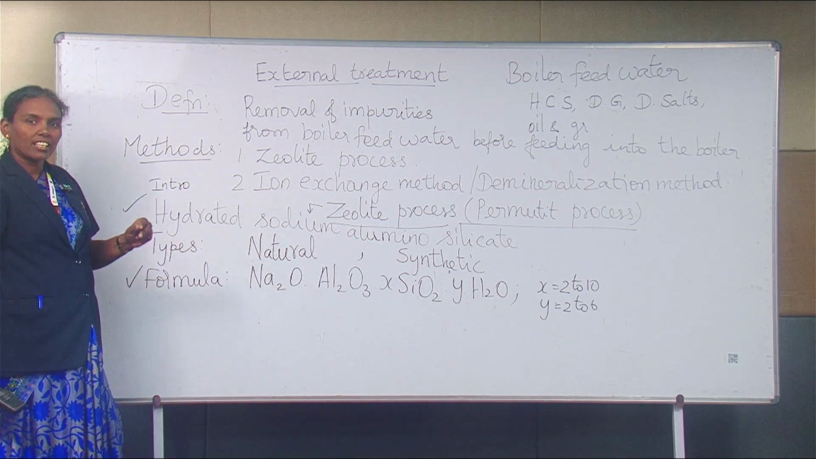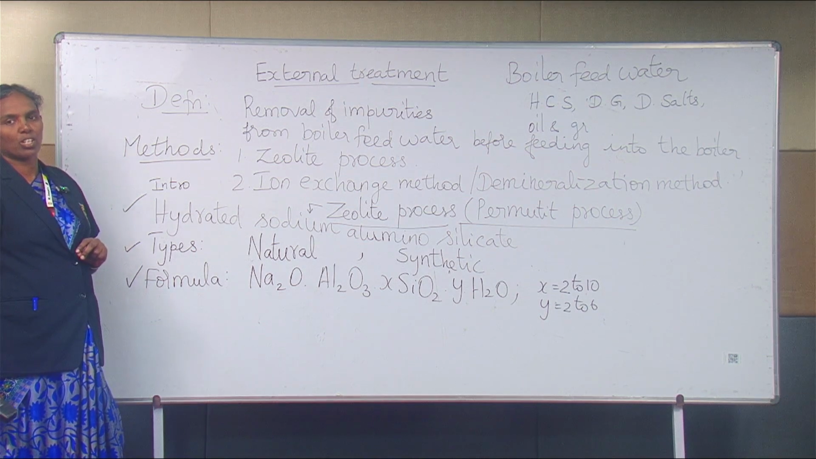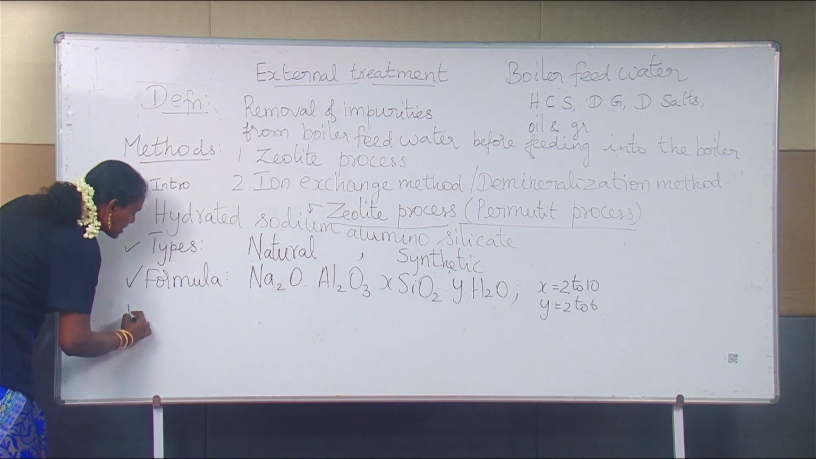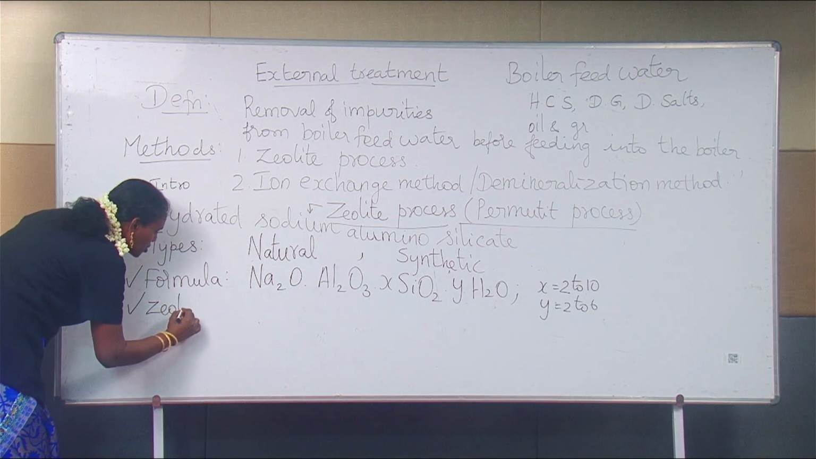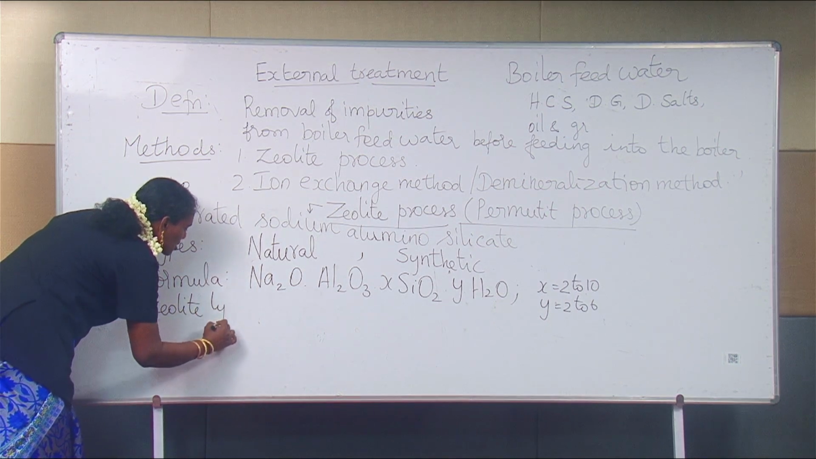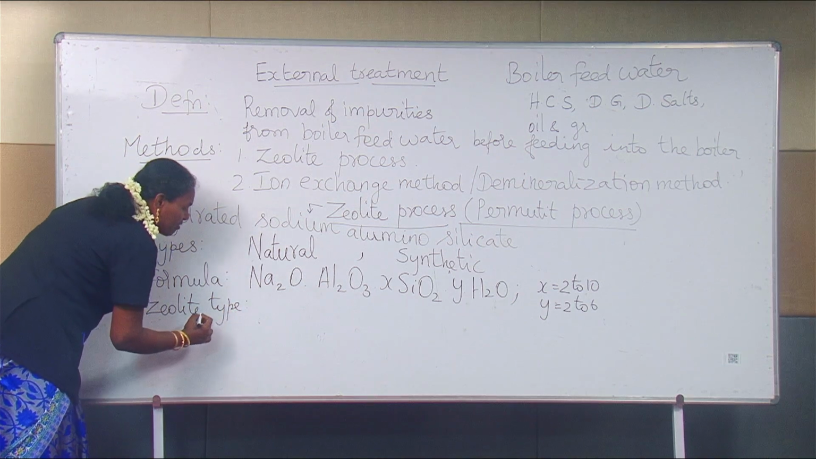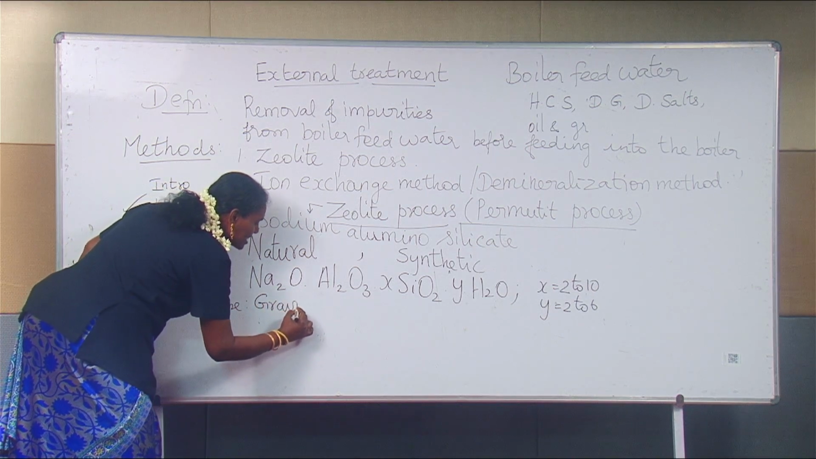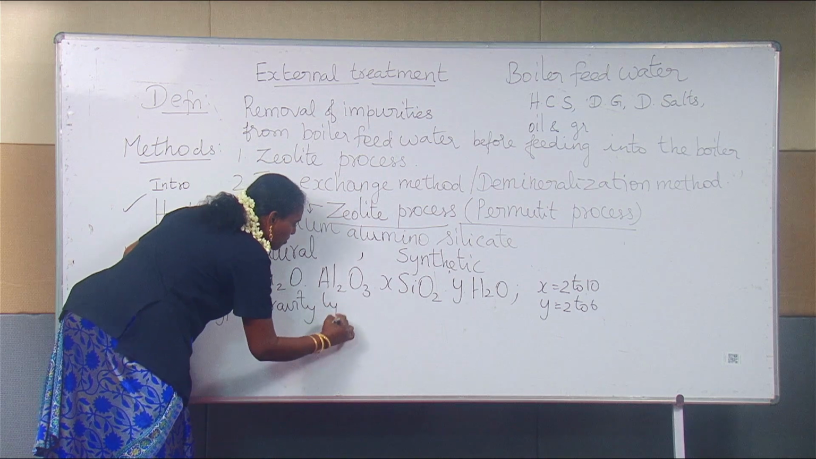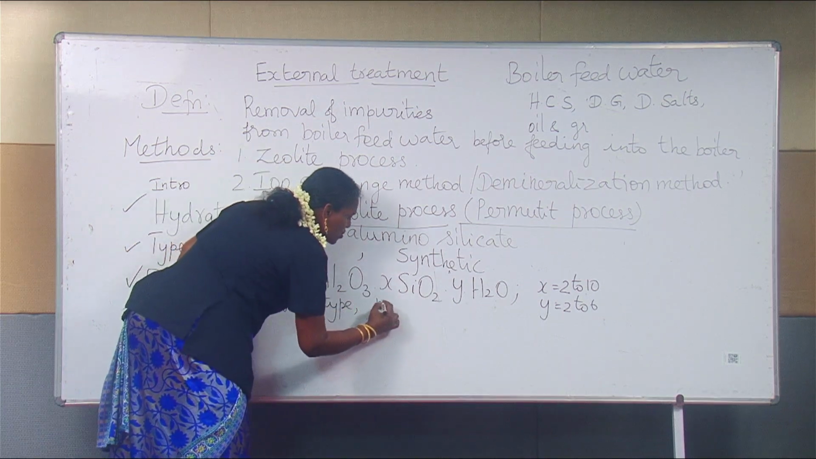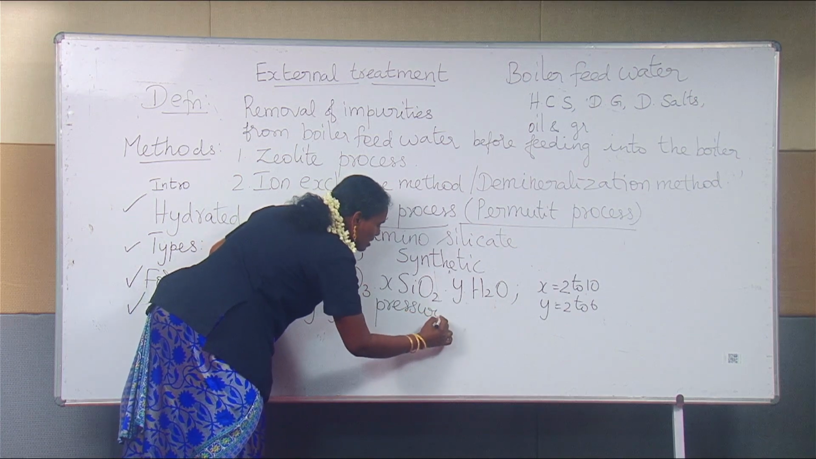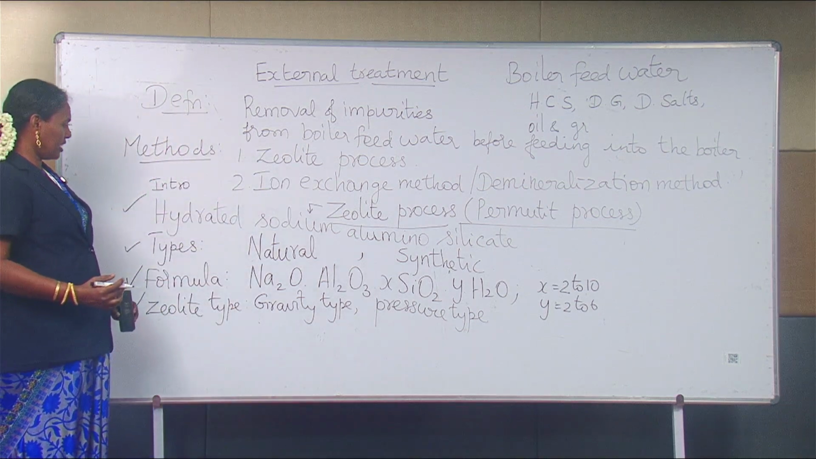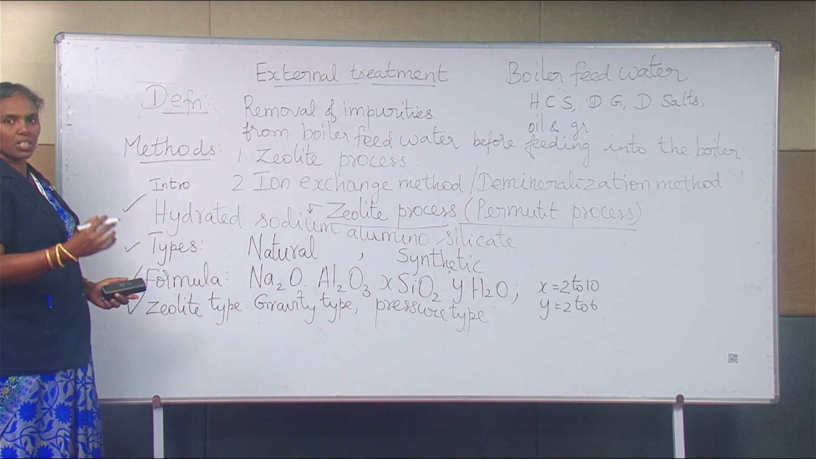Then, there are two types of zeolite softener. One is gravity type, another one is pressure type. Gravity type means because of gravitational force, automatically the water will come down. Pressure type means we have to give pressure for it.